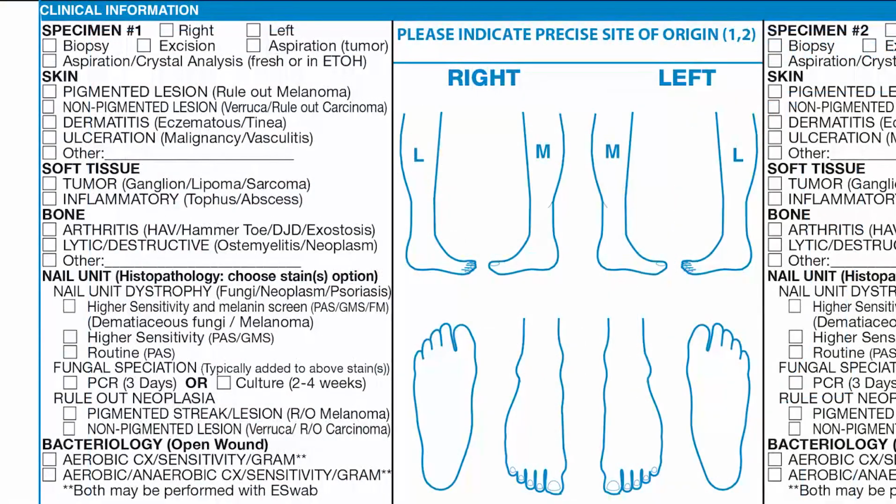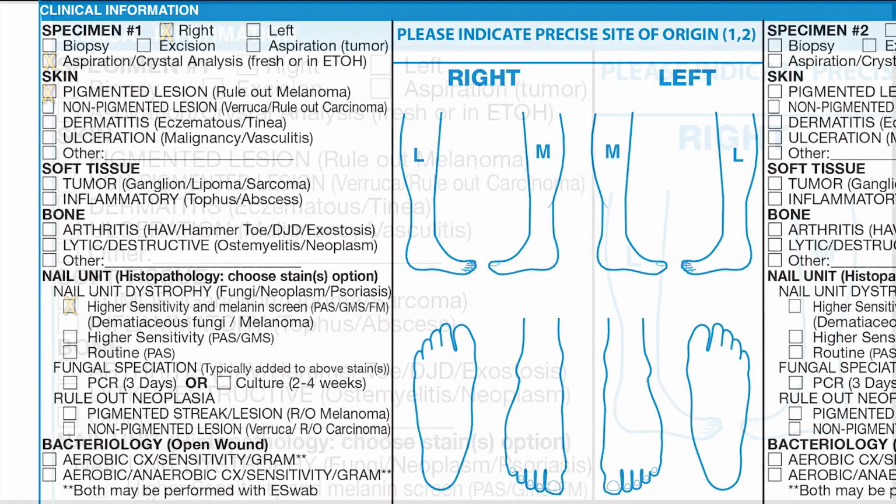Orders for multiple specimens of different types, such as skin and nail from the same limb, left or right, can be placed under the corresponding side of the requisition. For example, on the side labeled right, there could be a biopsy of skin, a nail, and an aspiration submitted. All the orders for these specimens could be indicated on the side of the requisition checked off as right.